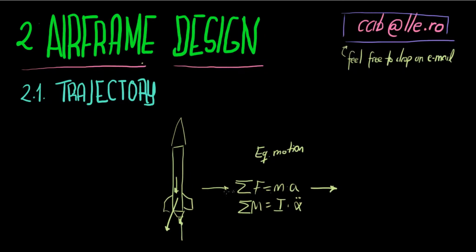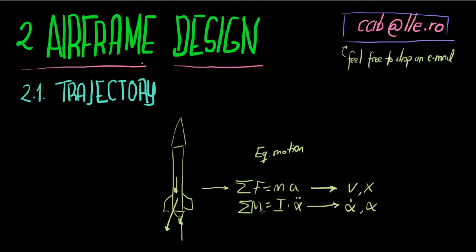Then if we could predict these forces, we could then predict the acceleration the rocket has. And once we have the accelerations, we can find the velocities and the position. And in the case of the momentum equation, the moment equation, the torque equation, let's call it, we're going to find the angular velocity and the angle.